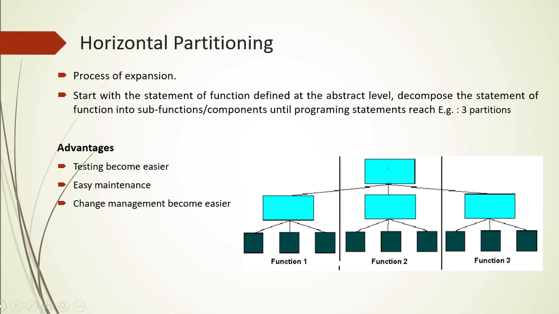The main advantage is that testing becomes easier. Bug tracing, error tracing and error fixing in sub functions or sub components is easier as compared to tracing the same bug in the whole system. Similar is the case with bug correction. Maintenance becomes easier. If we maintain the subsystems, it is easier as compared to the one whole system, and the requirement change management process becomes easier. So that was all about the horizontal partitioning.